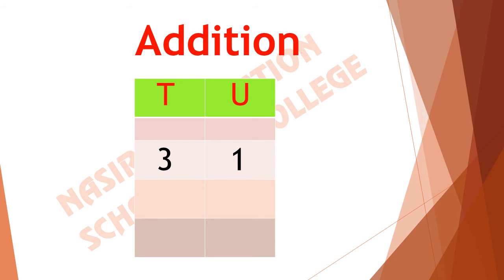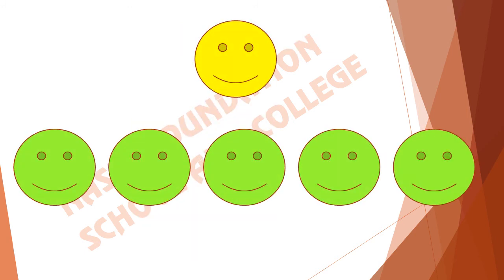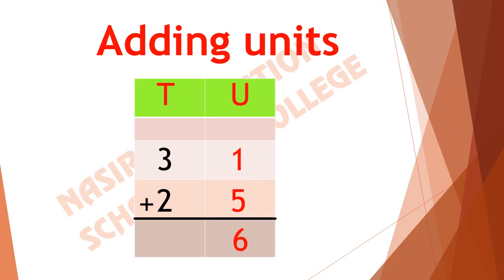Here we can see that first addendum is 31 and addendum 2 is 25. We use the symbol of addition. First of all, we start from units. We will add units first. In units column, we see that there is 1 and 5, we will add 1 and 5. In 1, if we add 5, we get 1, 2, 3, 4, 5 and 6. So we will write 6 in units column.